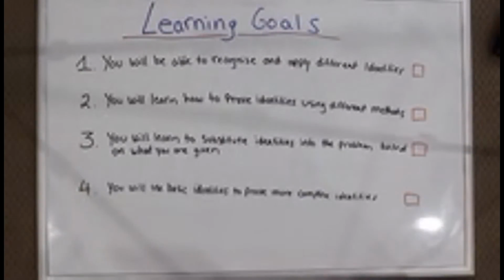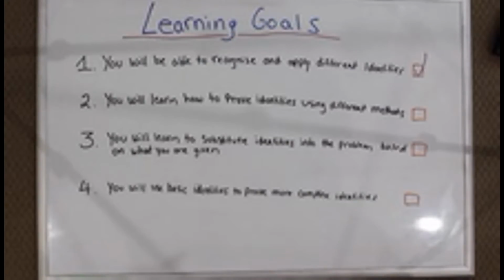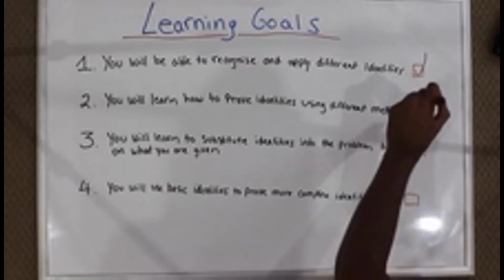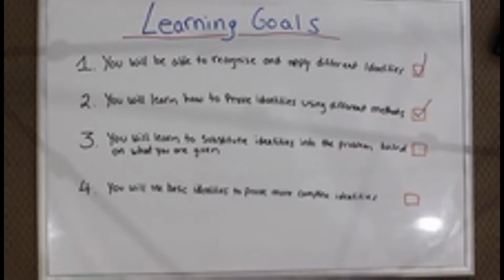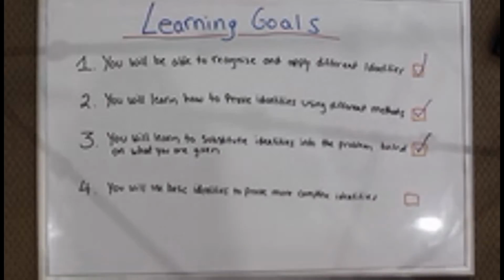Okay, these are our learning goals. By the end of this video, you'll be able to recognize and apply different identities. You'll learn how to prove identities using different methods. You will learn to substitute identities into the problems based on what you are given. And finally, you will use basic identities to prove more complex identities.